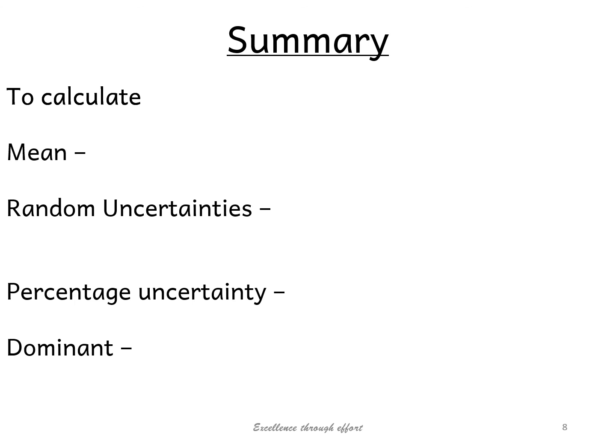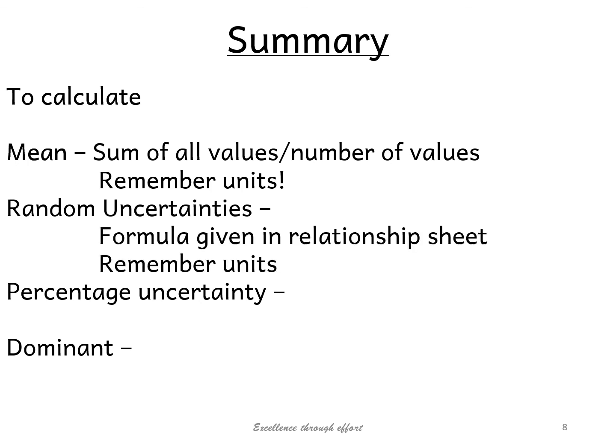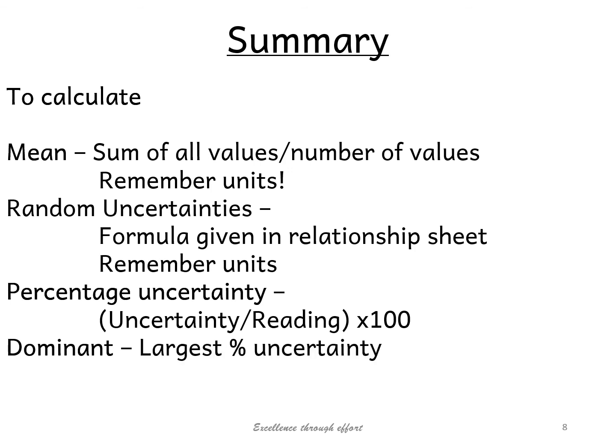Okay, so here's the answers, folks. Sum of all values divided by the number of values, remember units. Formula given in the relationship sheet, but remember units. Percentage uncertainty would just be the absolute uncertainty divided by the reading times 100. And it's the largest percentage uncertainty for the dominant.